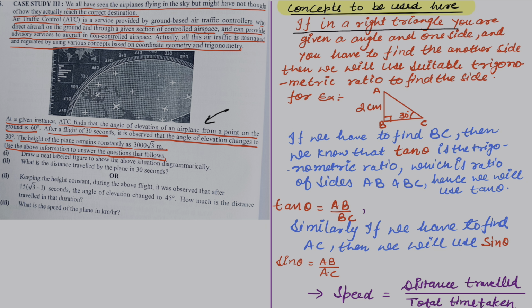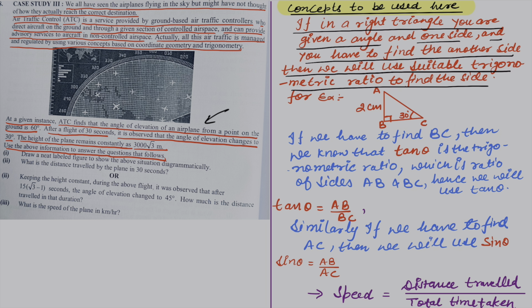If in a right angle triangle you are given an angle and one side and you have to find another side, then we will use a suitable trigonometric ratio to find the side. For example, here we are given a triangle ABC whose side AB is 2 centimeters and angle C is 30 degrees. From here we can say that this side AB is opposite to the given angle, so it will be the perpendicular. And side BC is adjacent to the angle, so side BC will be the base.